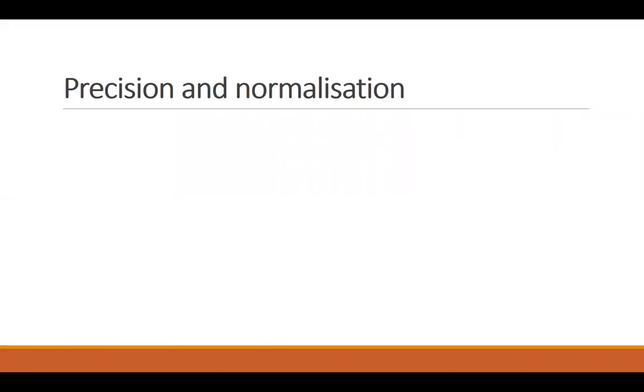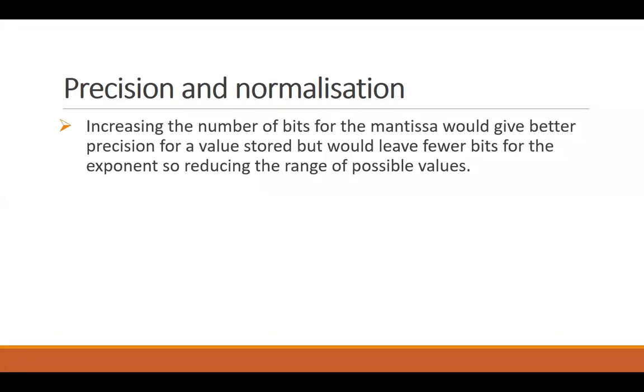And I'm sure that you have picked up one little fact: if we increase the number of bits for the mantissa, we would have better precision for a value. And if we increase the number of bits in the exponent, we will have a bigger range of values that we can represent. So increasing the mantissa would increase accuracy, and increasing the exponent would increase the possible range of the value.